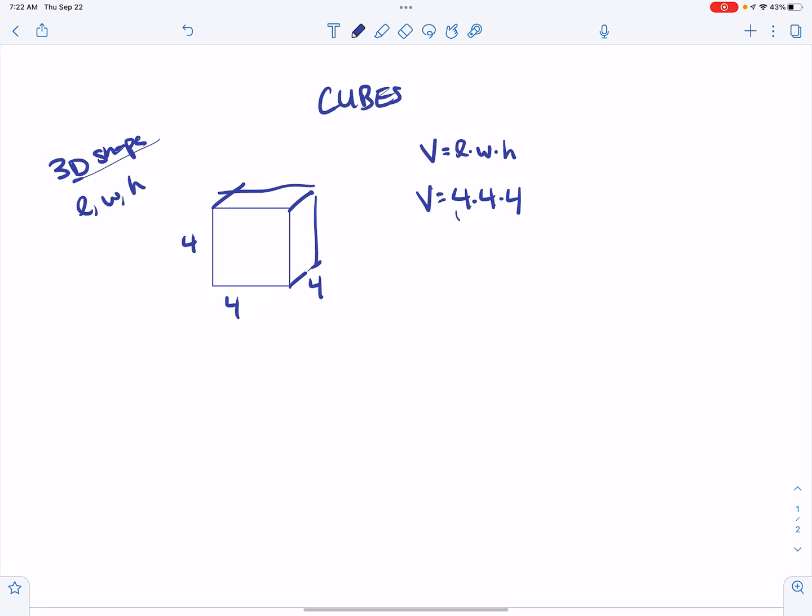And 4 times 4 is 16. 16 times 4, 10 times 4 is 40, plus 6 times 4, that's 24. So 40 plus 24 is 64. So we would say that the volume of this cube is 64 cubic units, or units cubed.